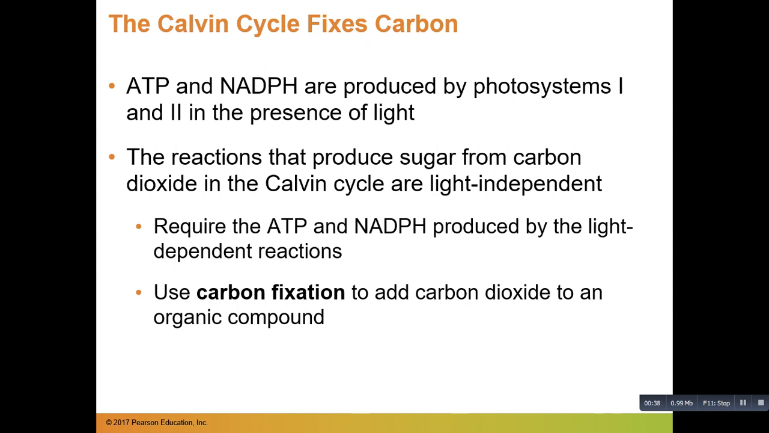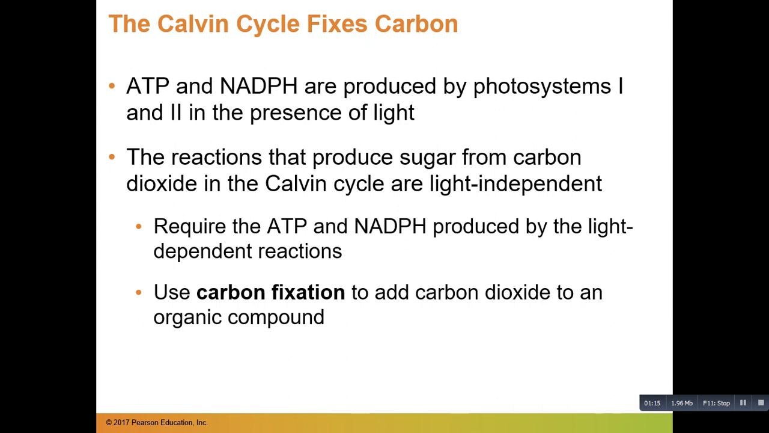So since these are very unstable molecules, the Calvin cycle still happens during the daytime, but they don't operate directly off of the light. They operate off of the ATP and NADPH produced by the two photosystems, photosystem 1 and photosystem 2. Now, the Calvin cycle is the reaction that produces our carbohydrates, our sugars, from carbon dioxide. And they are also known as a light independent reaction.